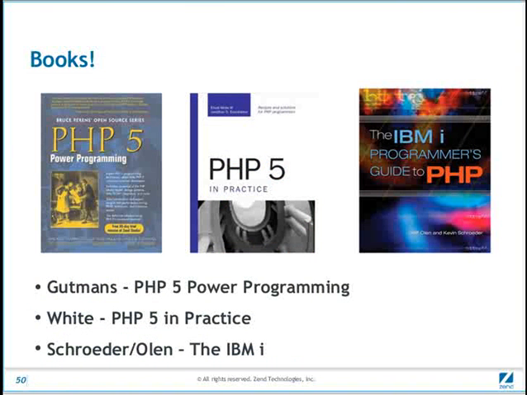The PHP 5 Power Programming book is actually co-written by my boss, Andy Gutmans, and Eric Rathens, and the gentleman's name I can't pronounce very well, so I'm not going to butcher it. Eli White has a great book called PHP 5 in Practice, where he talks about the object-oriented model, a very powerful book. And of course, the IBM Programmer's Guide to PHP. If you haven't purchased that book, it's worth exploring because there's a chapter, I believe chapter 10, that explores the object-oriented model, again from an IBM i perspective, and helps people grow their skills a little bit.